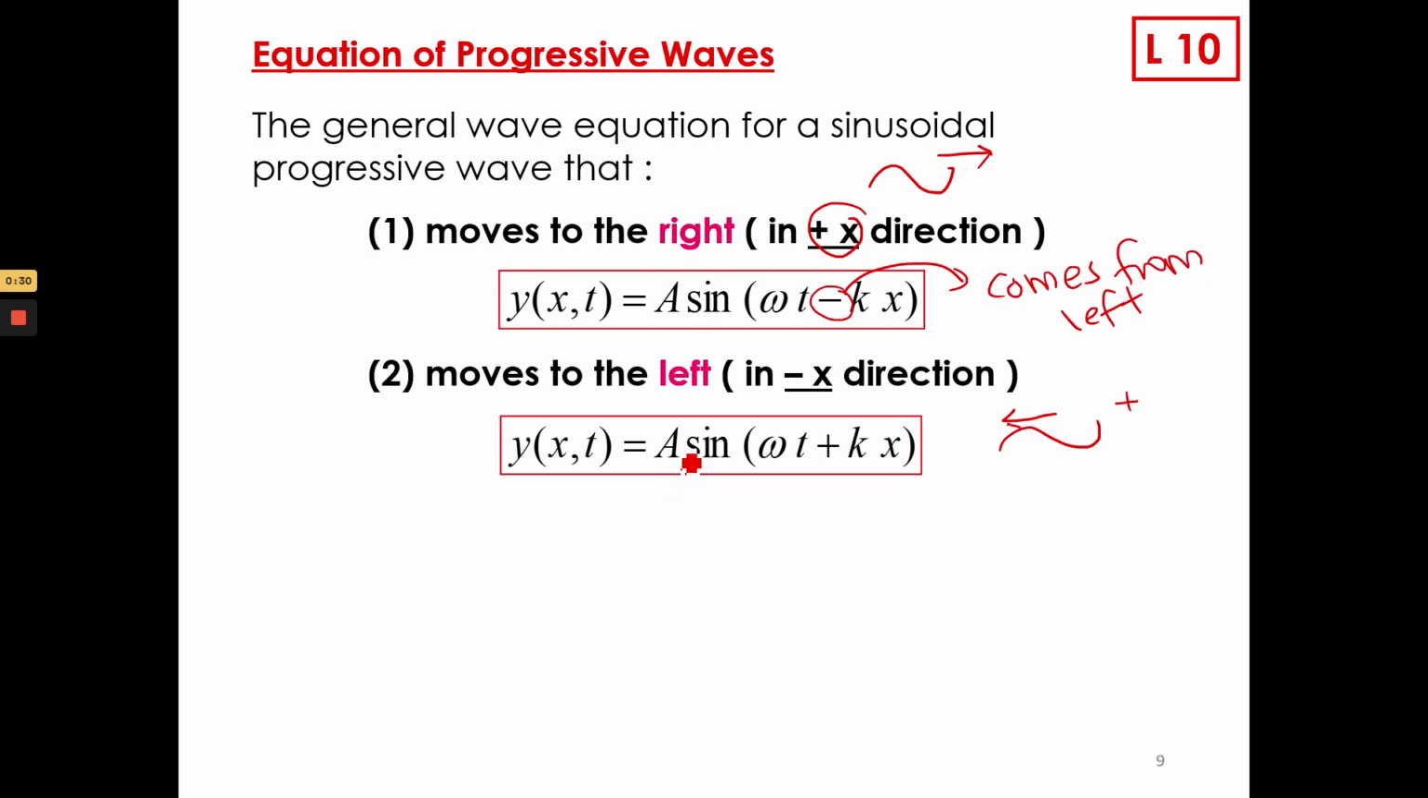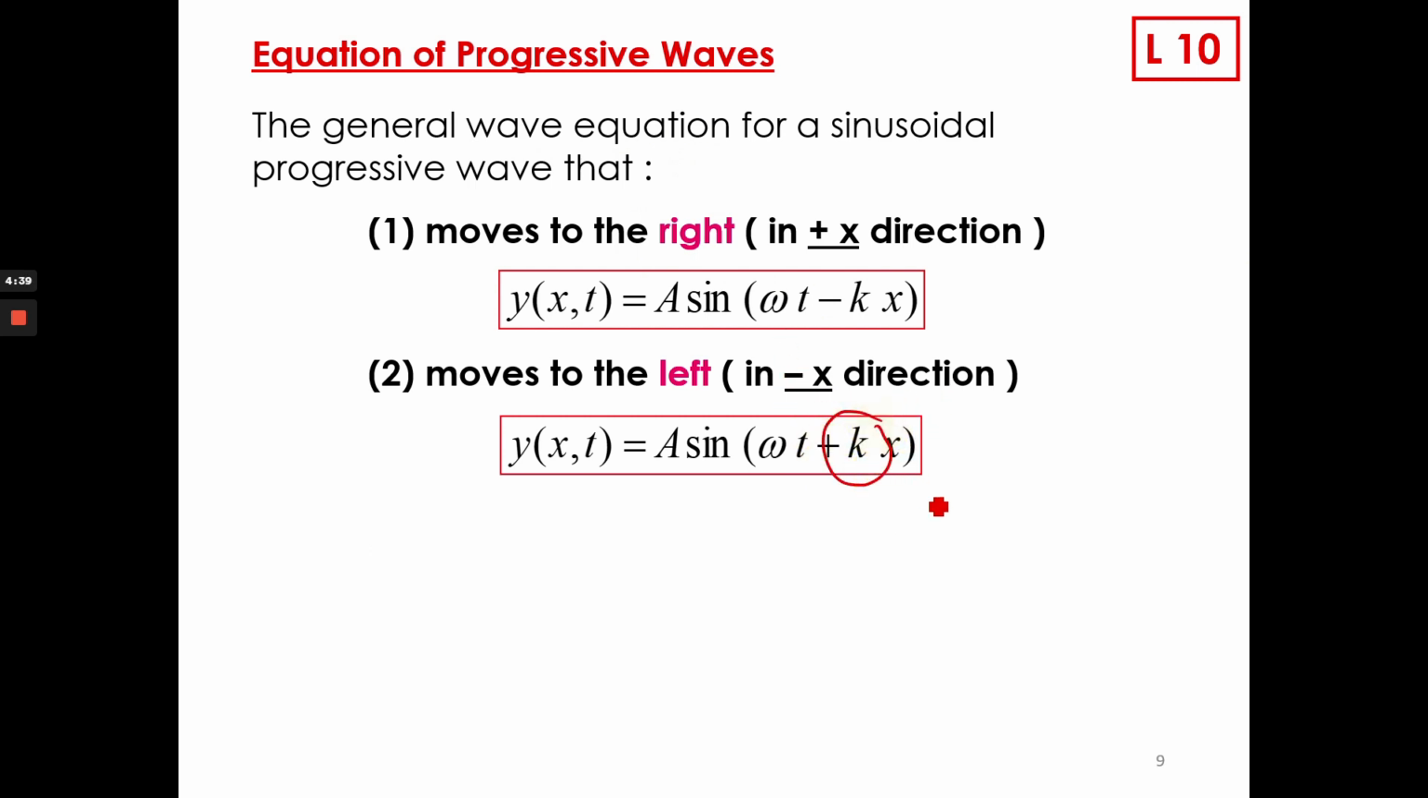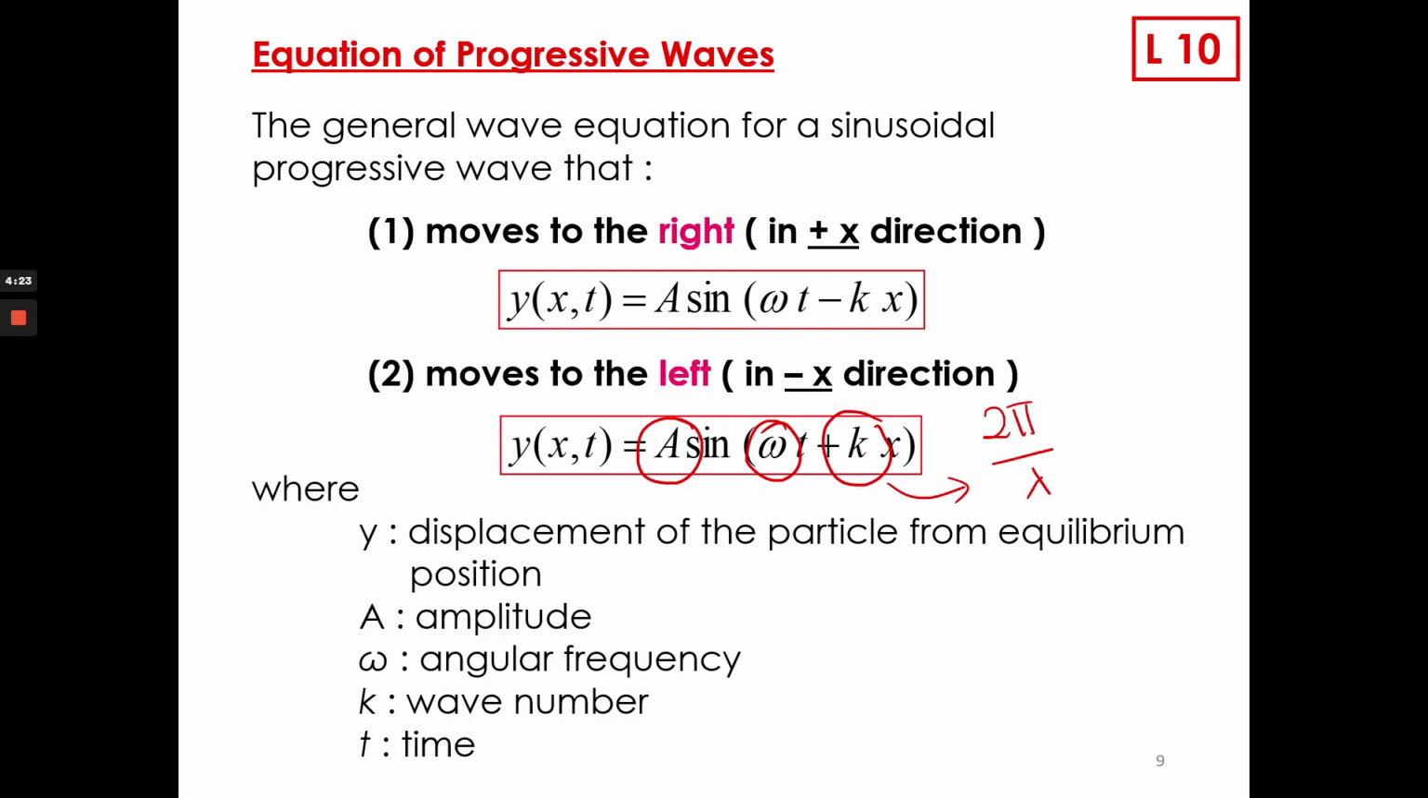Based on this information, what you need to know is the amplitude, omega, and k. t and x are the variables. Omega comes from the formula ω = 2πf, or 2π over the period. Next is your k. k is 2π over lambda. Thus, to complete this equation, you should know your amplitude, your omega, and your k. Here y is the displacement of the particle, A is amplitude, ω is angular frequency, k is wave number, and t is the time taken.